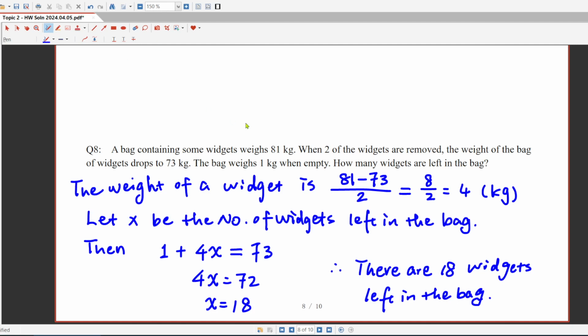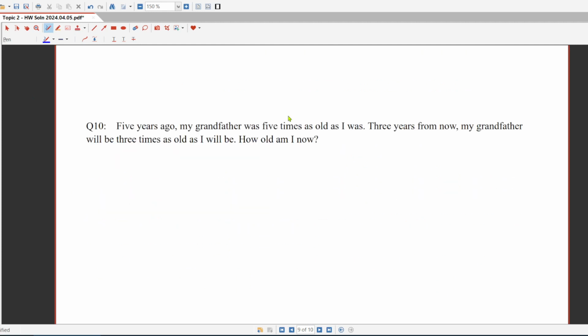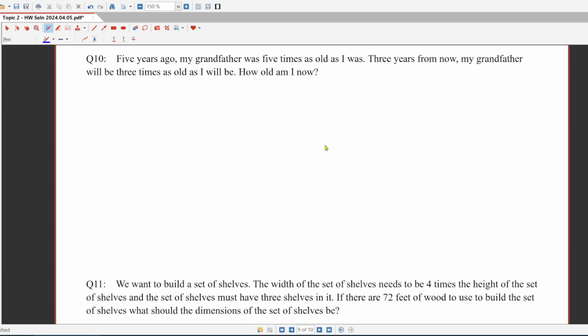No? Alright, if no questions, let's have a look at another word problem. Question number 10. 5 years ago, my grandfather was 5 times as old as I was. 3 years from now on, my grandfather will be 3 times as old as I will be. How old am I now?